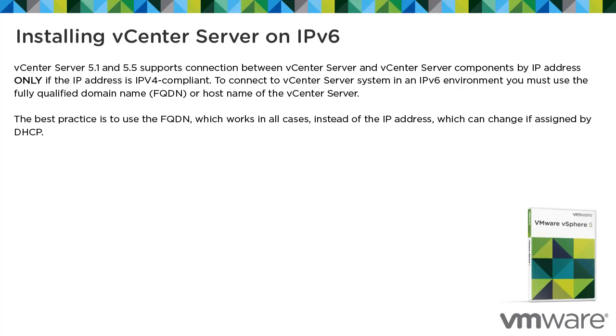vCenter Server 5.1 and 5.5 supports connection between vCenter Server and vCenter Server components by IP address only if the IP address is IPv4 compliant. To connect to the vCenter Server system in an IPv6 environment, you must use the fully qualified domain name or host name of the vCenter Server. The best practice is to use the fully qualified domain name, which works in all cases, instead of the IP address, which can change if assigned by DHCP.